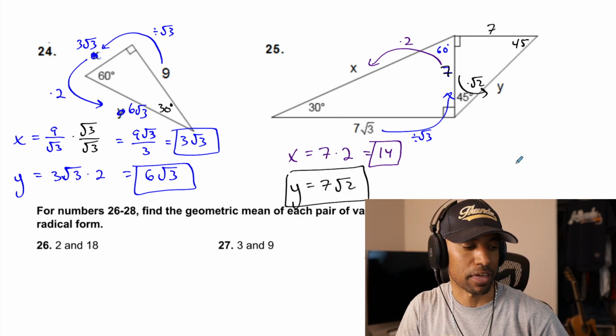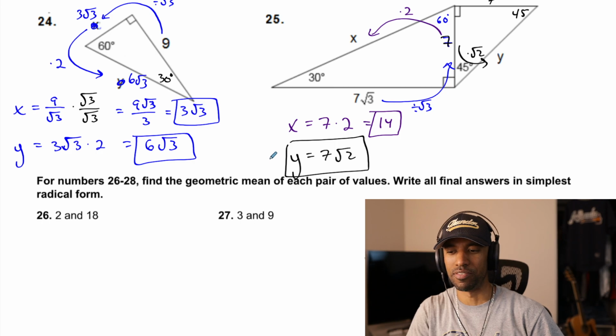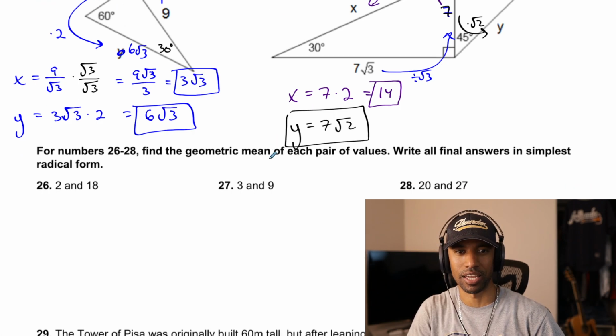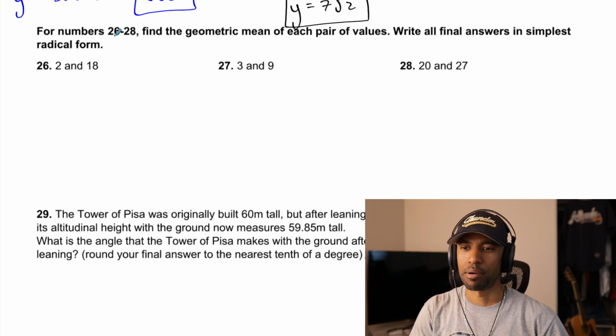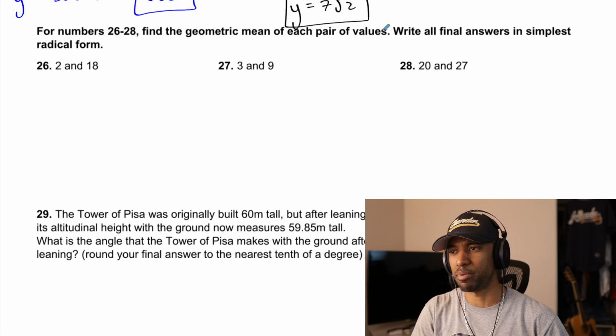Probably the easier of the math things to do on those problems, even though it was a little trickier as far as what to look at. Hey, we have 5 more problems left. Here we go. 10 more minutes before the hour ends. For numbers 26 to 28, find the geometric mean of each pair of values. Write all final answers in simplest radical form.